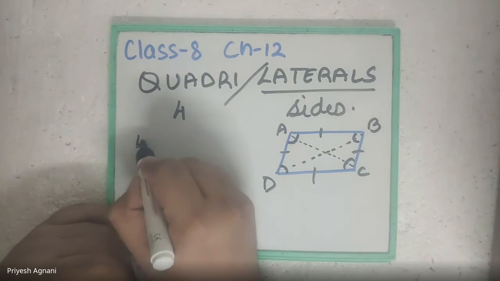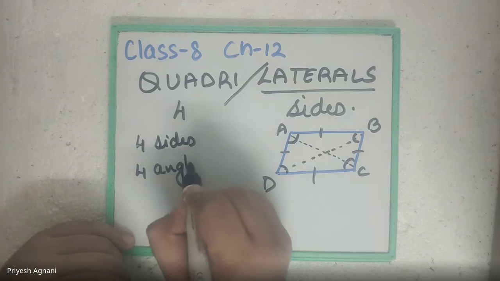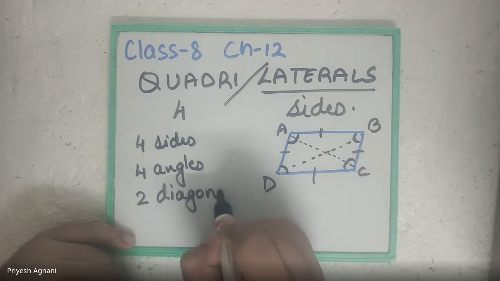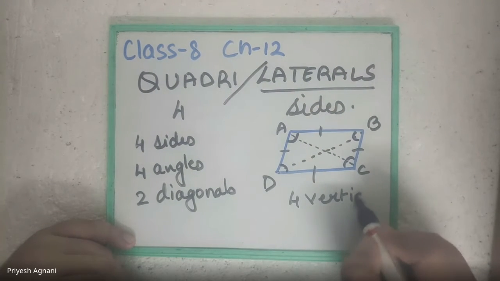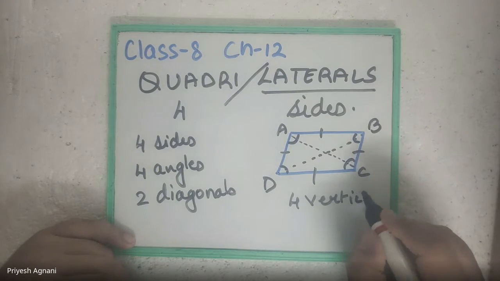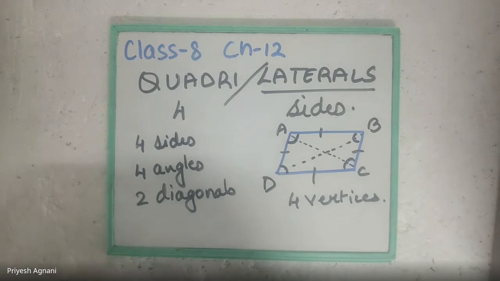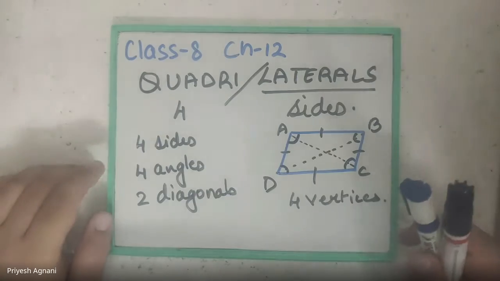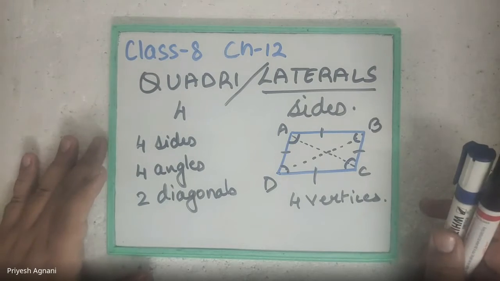So we have four sides, four angles, two diagonals, and four vertices. In short, there are four sides, four angles, two diagonals, and four vertices. I hope this is pretty clear to everyone. This is the basic meaning of a quadrilateral.